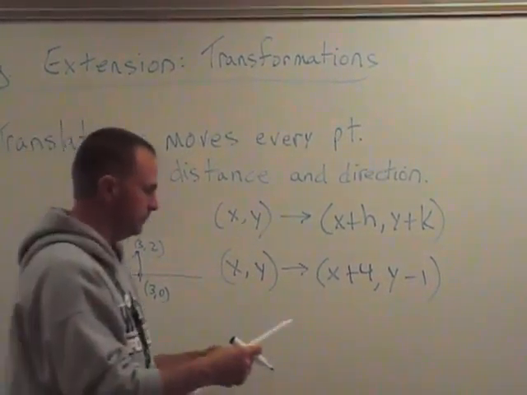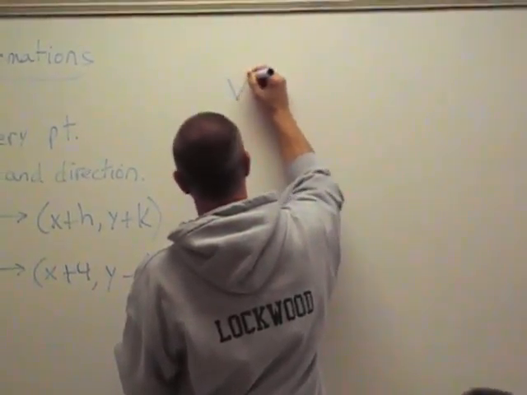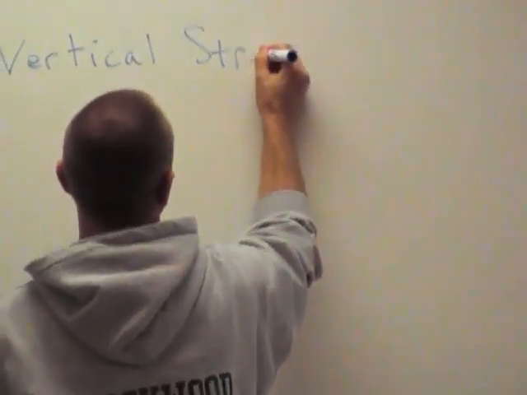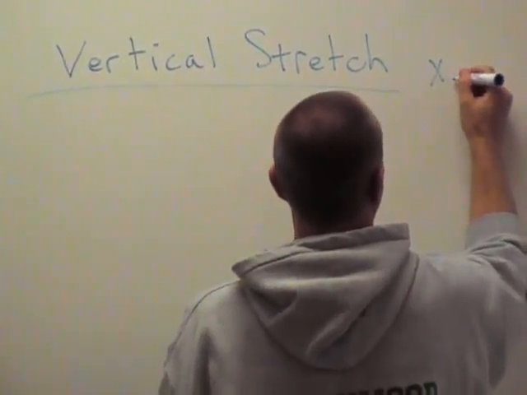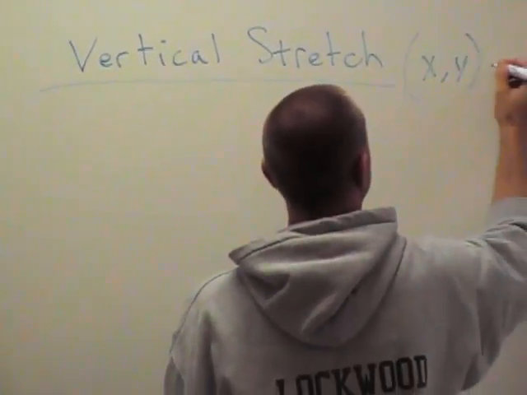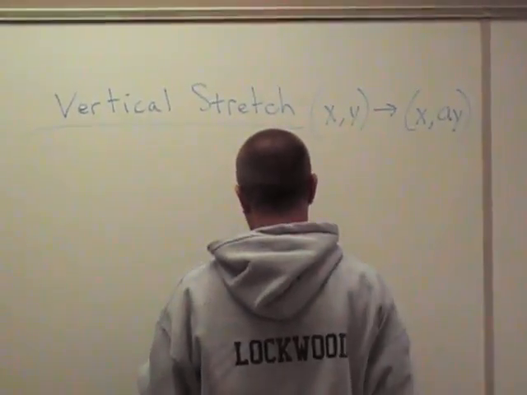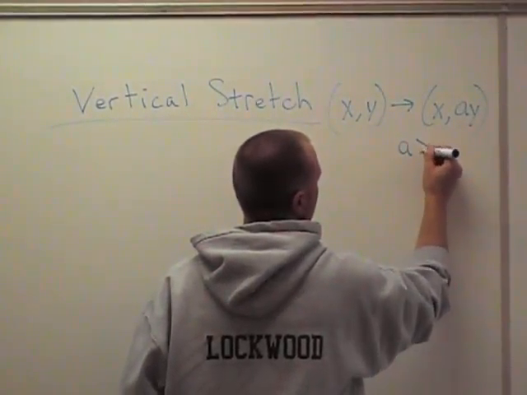So I'm going to translate this 4 units to the right and 1 unit down. 4 units to the right, this one would be 1, 2, 3, 4, and down 1. Here I did it. This one goes over 4 and down 1. This one goes over 4 and down 1.